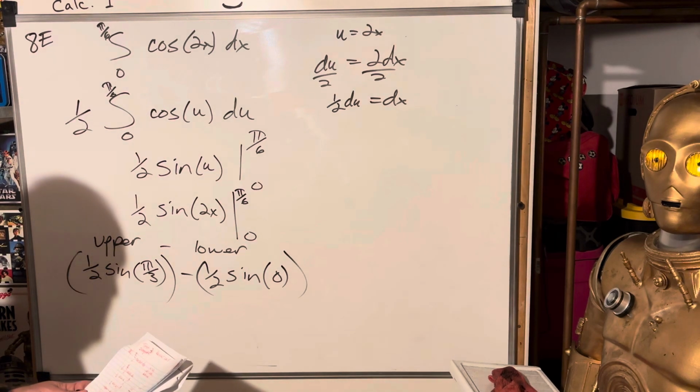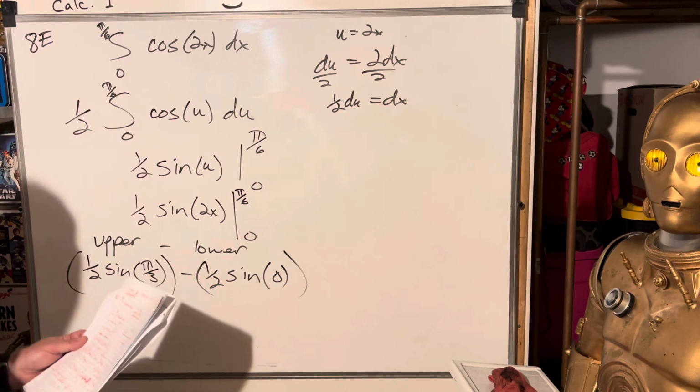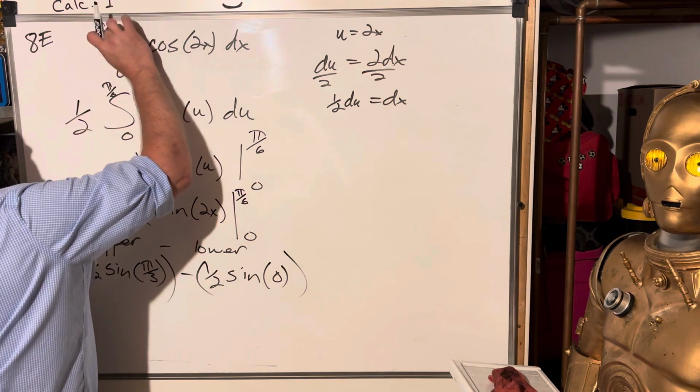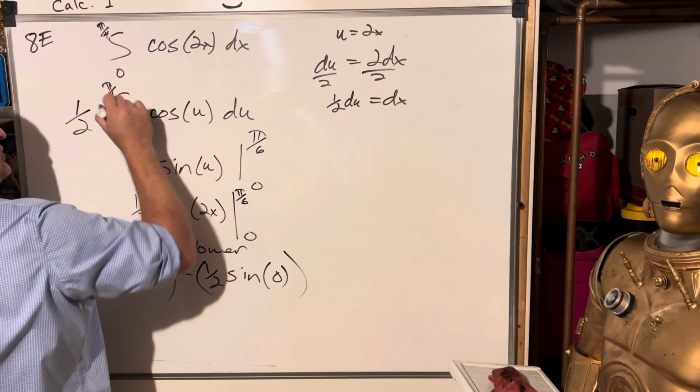Okey-dokey. So pi over... Oh, wait a second. That wasn't pi over 6, it's pi over 4. Doggone it. Sorry, my eyes are old.